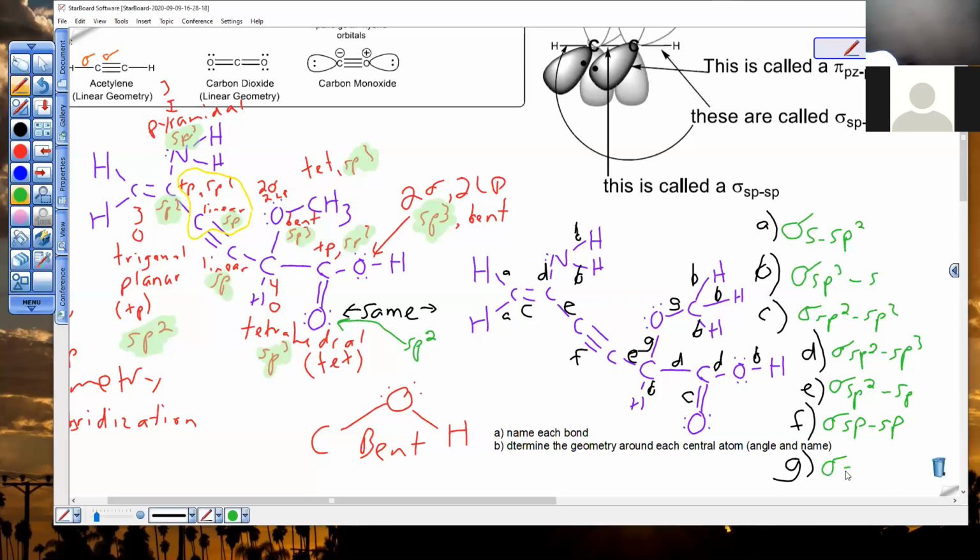Sigma sp3, sp3. Any sigmas missing? Yeah, that's a terrible B there. Okay.